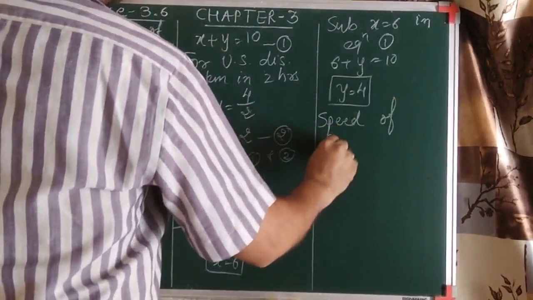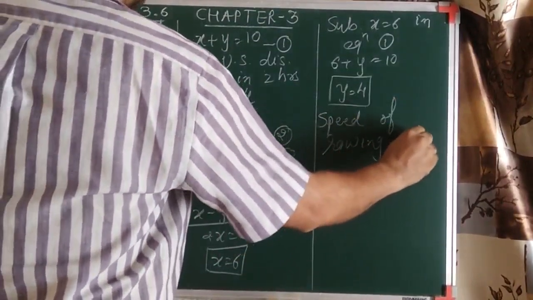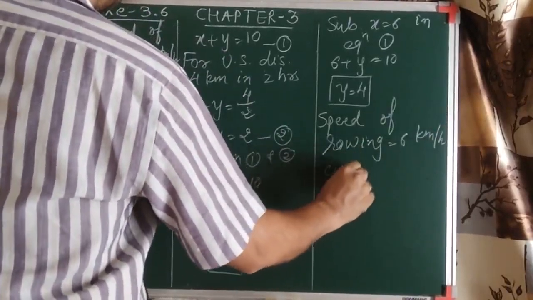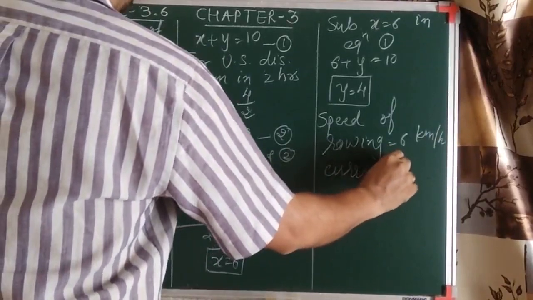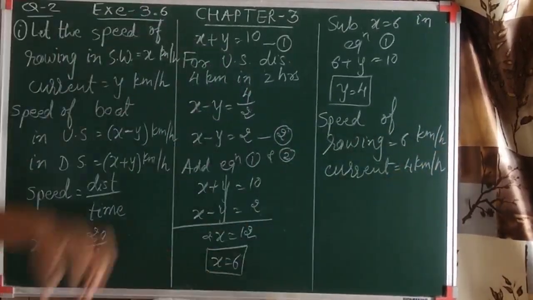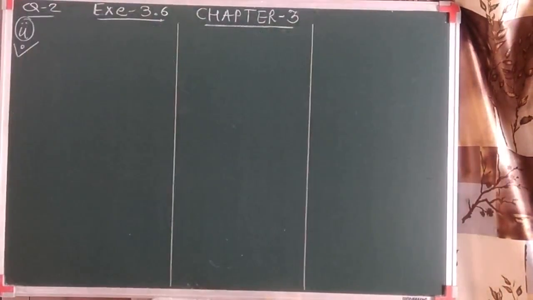Speed of rowing, as we supposed x for that, so it is 6 km per hour, and the speed of current of the river, that is 4 km per hour. So it is an important question. Let's start with the second question, and remember friends, this is very important.